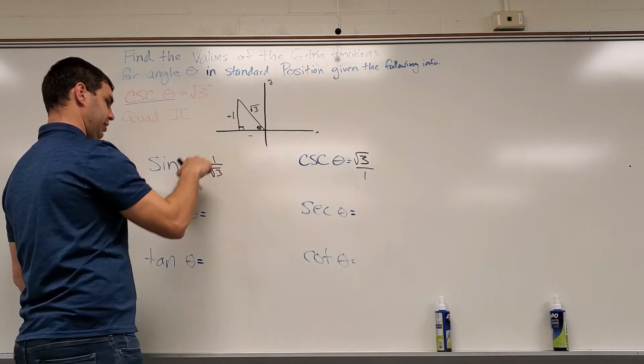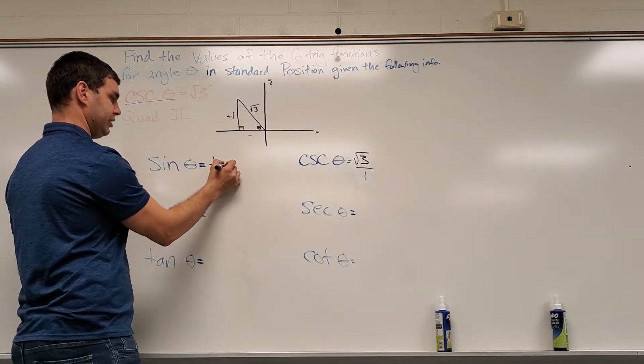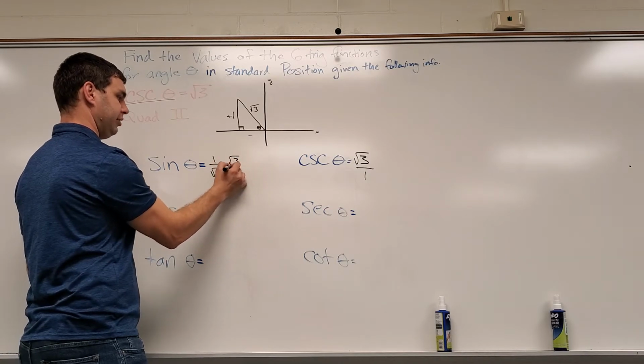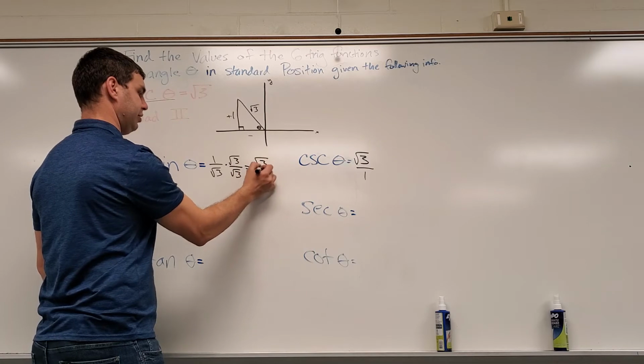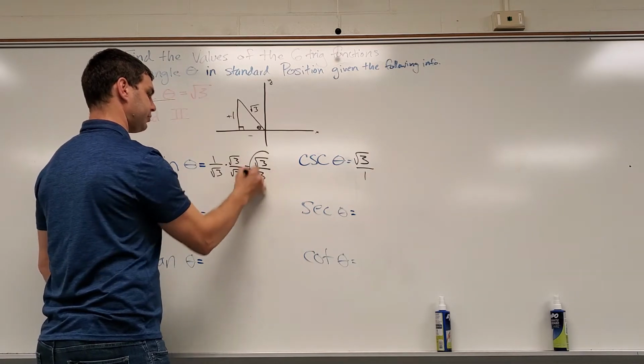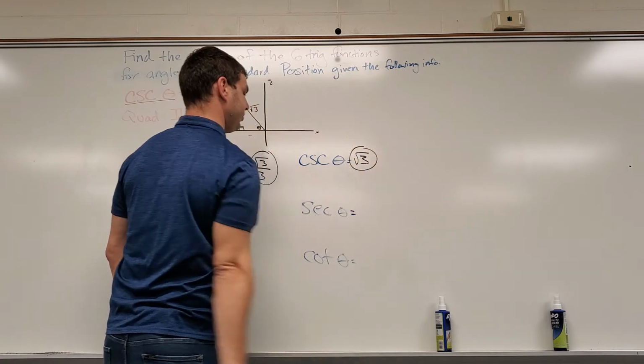Okay? Now, some of you might be screaming at me that this is not rationalized. You're right, so we would have to finish that one out. I'll just do it now, so we don't have to think about it. And that's going to be the square root of 3 over 3. Okay, this one was already given to us as the square root of 3.